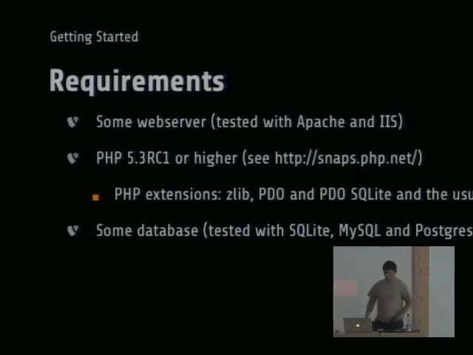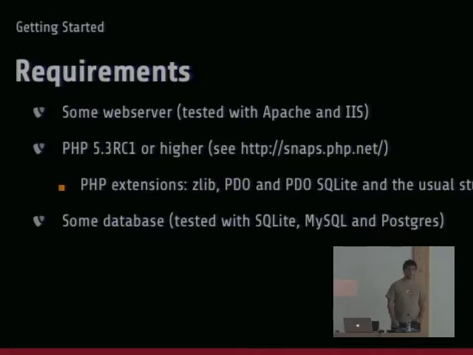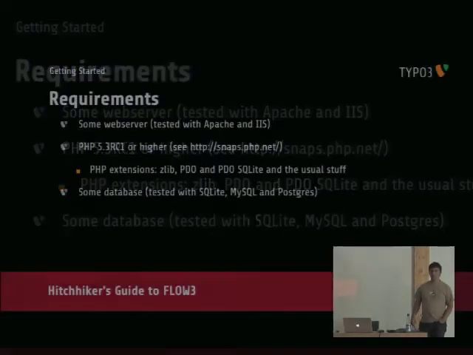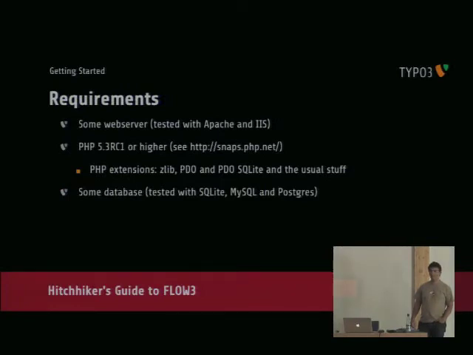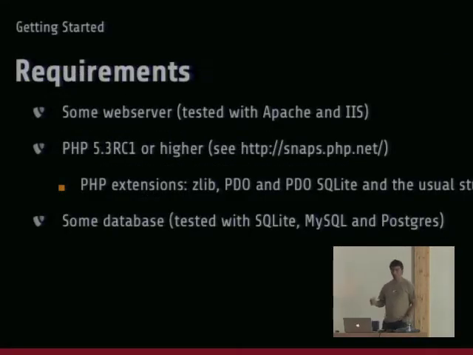So what are the requirements for Flow 3? You need PHP 5.3. There's release candidate 3 coming next week, so finally they will be able to release a final version at some point. In the beginning, we were so optimistic that we chose PHP 6, but, you know that story. So you need PHP 5.3, because we use namespaces in Flow 3, and you need some database, which could be SQLite, and a web server would be cool as well, although it's not required.